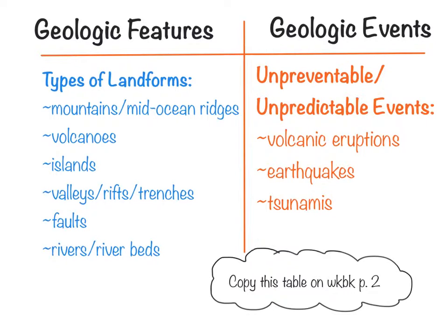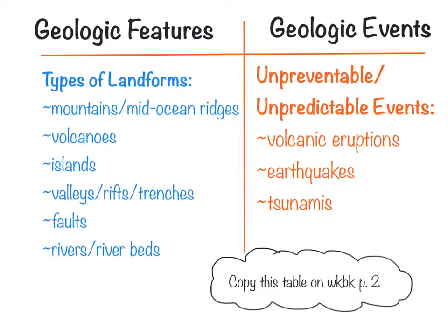Then we have rifts, which are valleys that occur at divergent plate boundaries. And then we have trenches, which are very deep valleys that occur at convergent boundaries. Then we have faults, which occur at transform fault boundaries, and we'll get into that later at the discussion station with Mrs. Colville. And then we have rivers and riverbeds, which usually occur at transform fault boundaries.